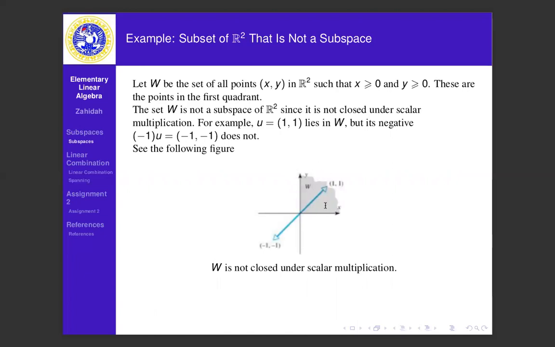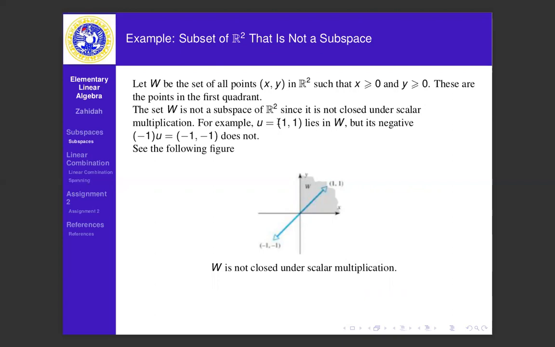If you take a look, our set W is only in the first quadrant here because our X and our Y are non-negative. Our set here is not a subspace of two-space R2. Why? Because this set is not closed under scalar multiplication.